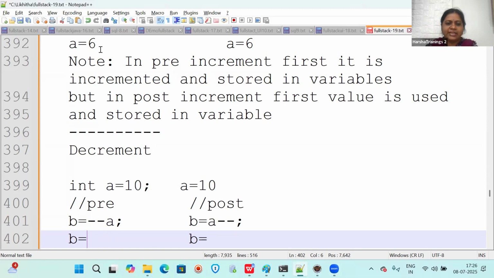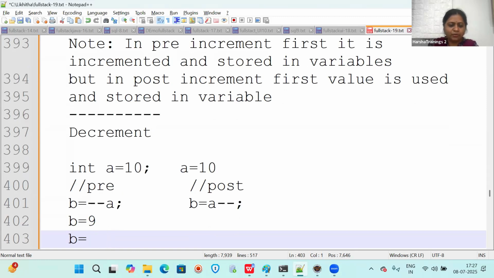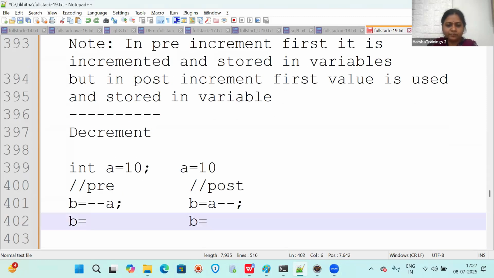Here, first only it got decremented. So the value of b will be 9, and the value of a also will be 9 only. But here, first the value of a is used in b, so the value of b is 10. And the value of a is 9, because later it is decremented and stored in the variable. But here both b and a are 9 only. Same thing: increment means plus 1, decrement means minus 1.